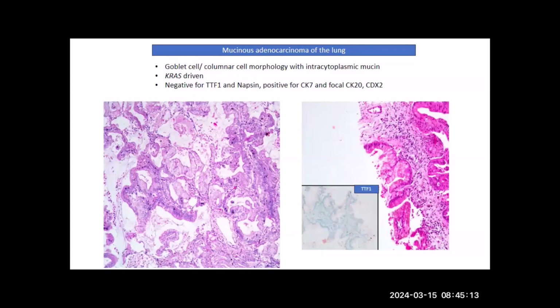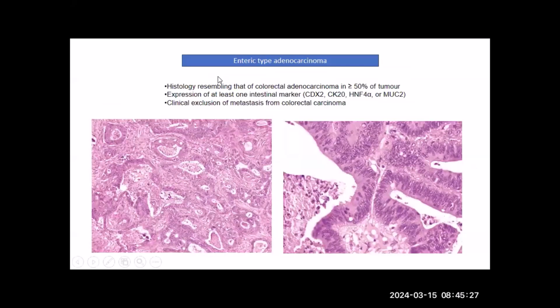So these are positive for CK7. These could express focal markers of intestinal differentiation. So we also have to rule out any primary from the GI tract. So similarly, another entity, enteric type of adenocarcinoma. So these cells show colorectal differentiation in more than 50% of the tumor.